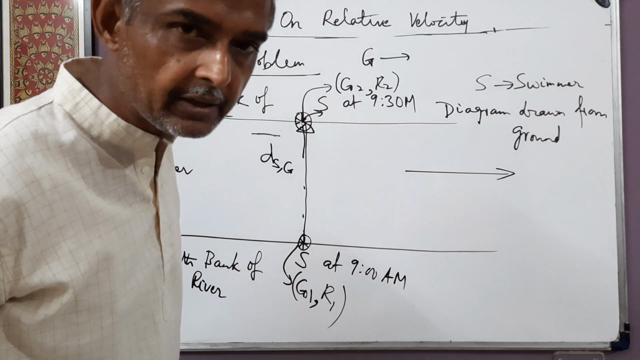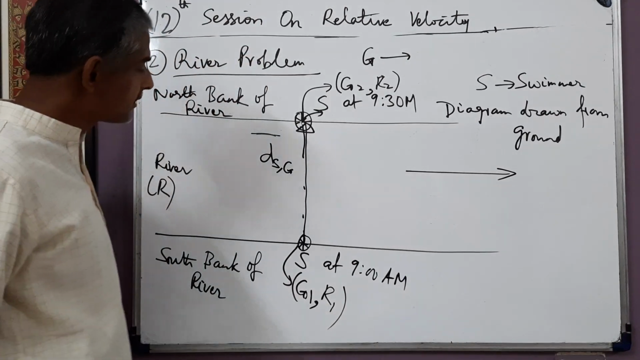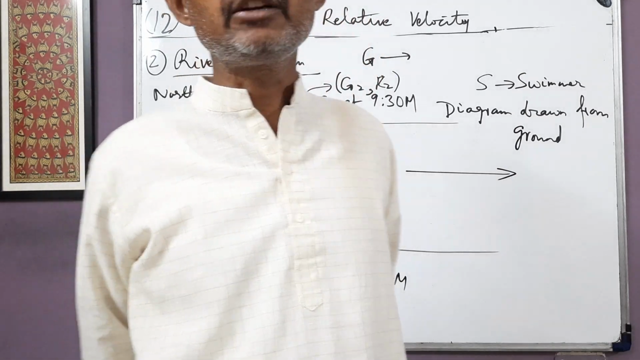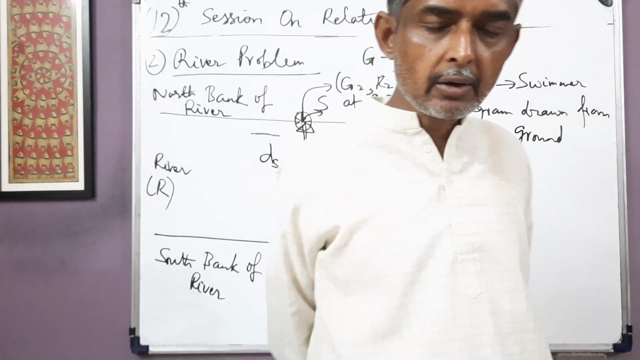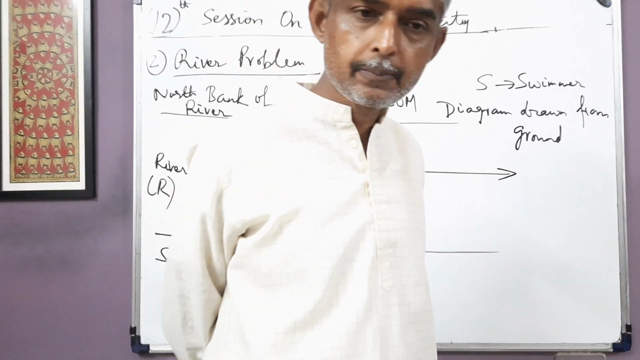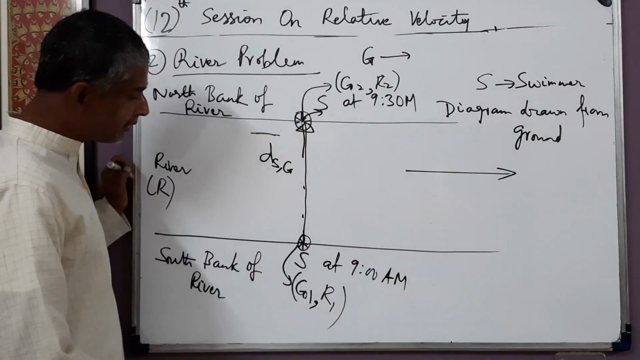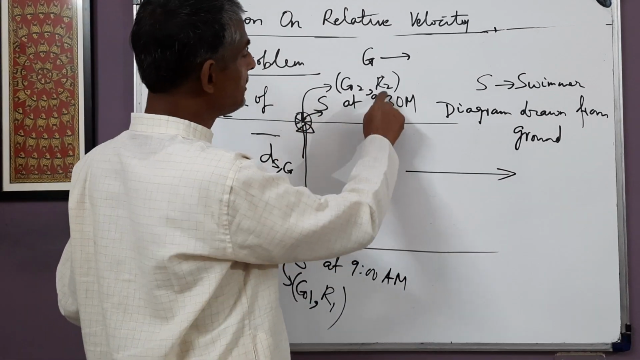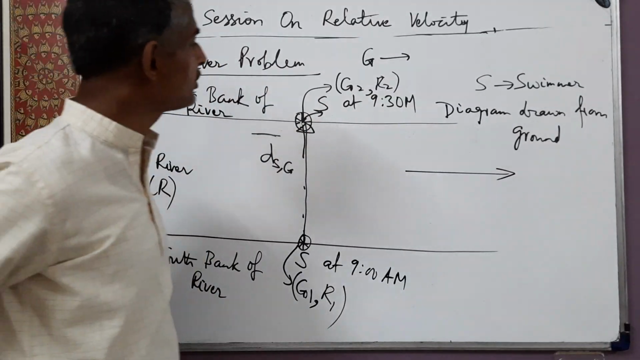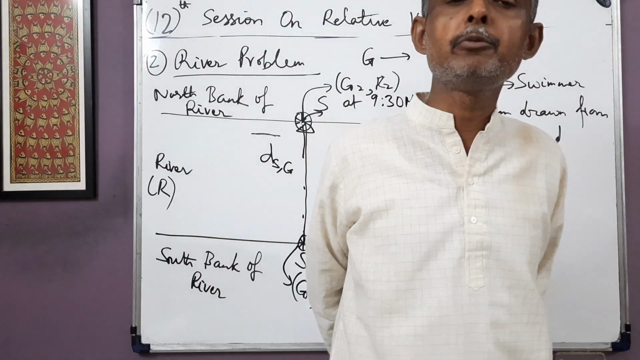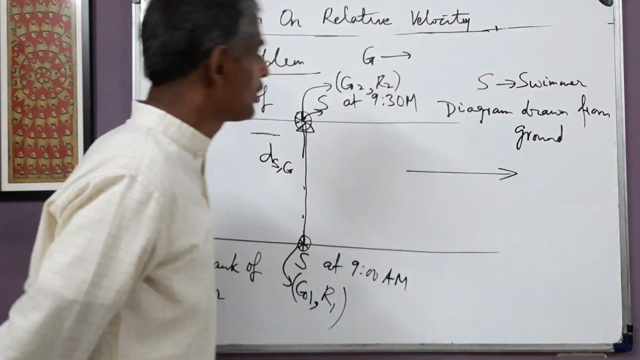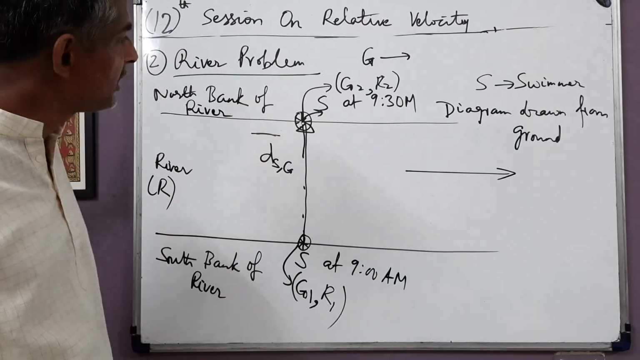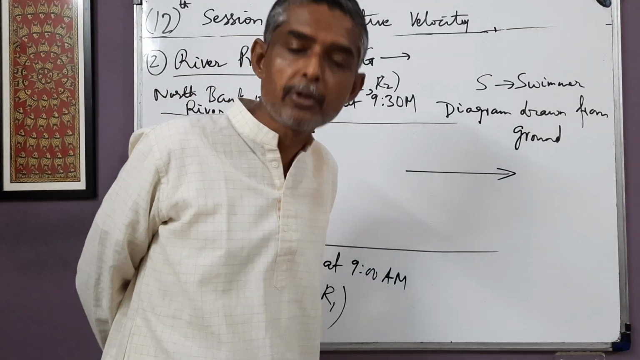Now we have to know the displacement of the swimmer with respect to river from 9 a.m. to 9:30 a.m. For that we have to see which locations of the river frame the swimmer occupies at these two instants. The initial location of the swimmer in the river frame at 9 a.m. was R1 and the final location at 9:30 a.m. is R2. Now we have to see at 9:30 a.m. where R2 and R1 will appear to be. At 9:30 a.m. R2 appears to be at this location. Now we have to see where R1 will appear to be.